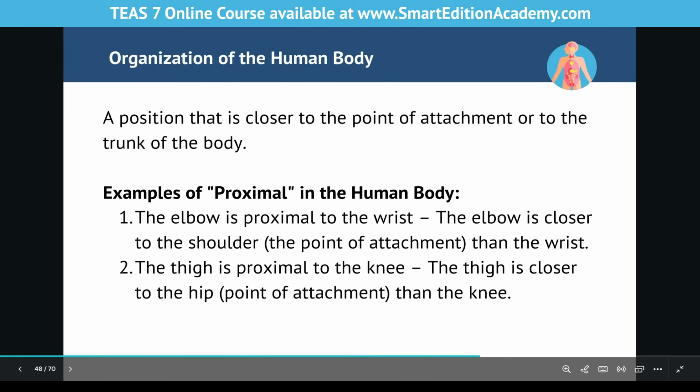Proximal refers to a position that is closer to the point of attachment or to the trunk of the body. An example of this would be the elbow is proximal to the wrist. The elbow is closer to the shoulder, which is the point of attachment when you're considering the trunk of the body, than the wrist. The elbow is much closer to the shoulder, which connects to the rest of the body, than the wrist is.